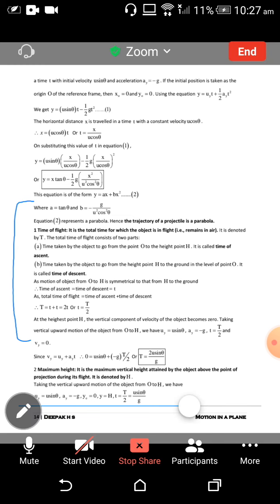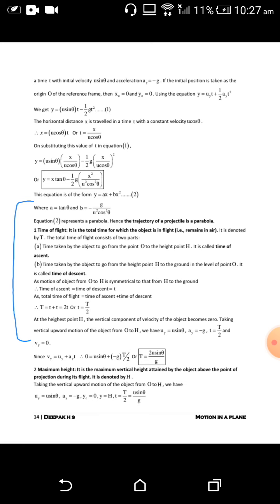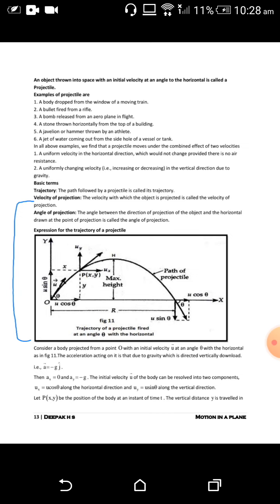Okay, fine. Hope that you have understood the time of flight. We will move to the next, maximum height. So how are we going to define the maximum height? It is the maximum vertical height attained by the object above the point of projection during its flight. It is denoted by h. As you know, in the figure itself you can see the maximum point reached by an object, which is called the maximum height.